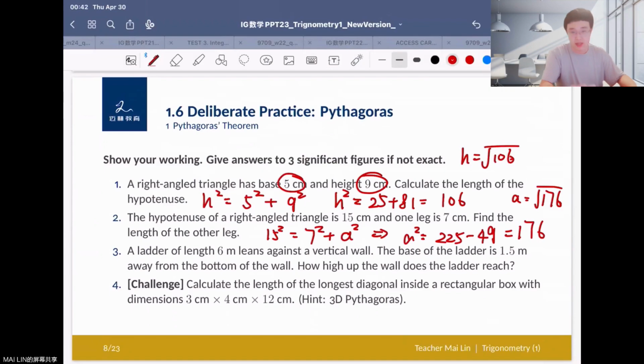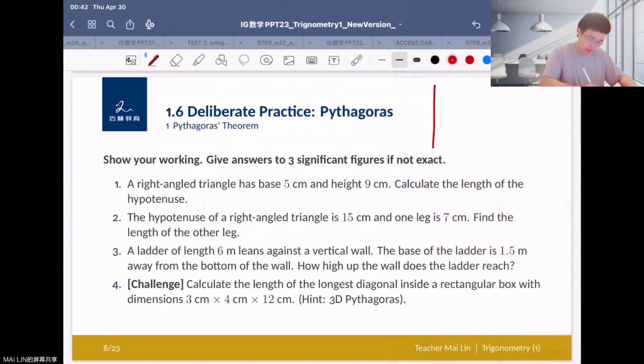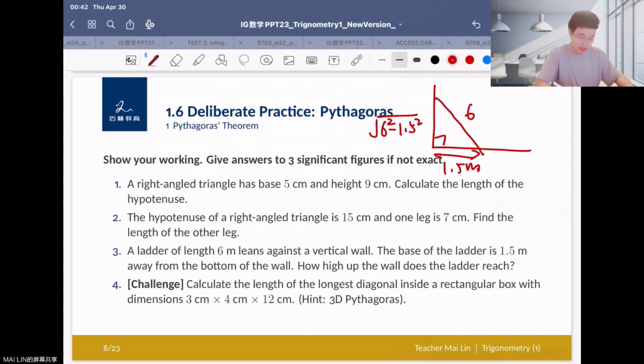The third problem: a ladder with a length of 6 meters leans against a vertical wall. You can try to draw the graph. Here is the wall, with a perpendicular angle. The base of the ladder is 1.5 meters away from the bottom of the wall, and the length of the ladder is 6 meters. You calculate the height of the ladder: square root of 6 squared minus 1.5 squared, which is square root of 36 minus 2.25, so square root of 33.75. You can just use the calculator for this.